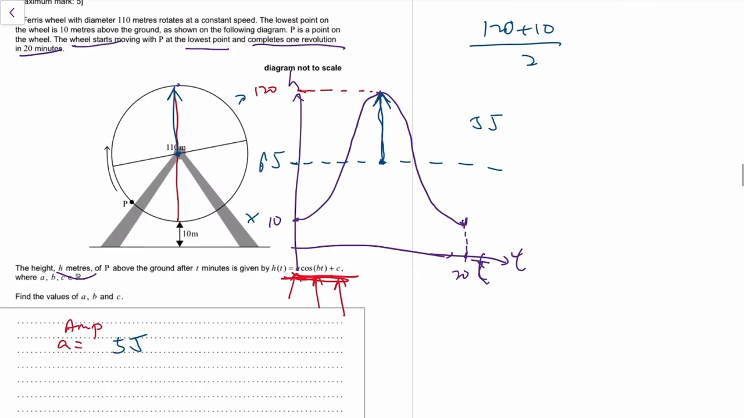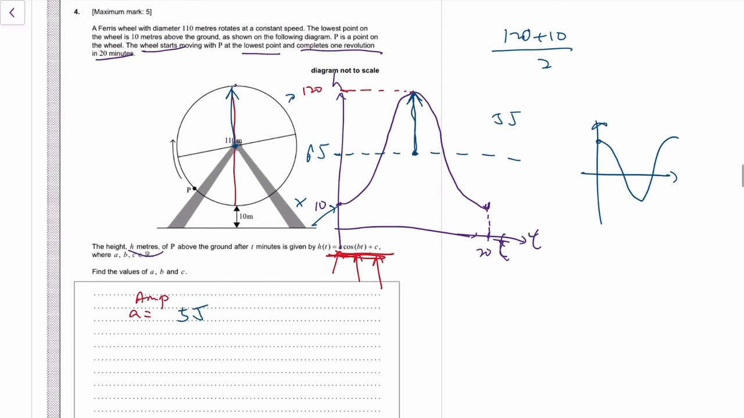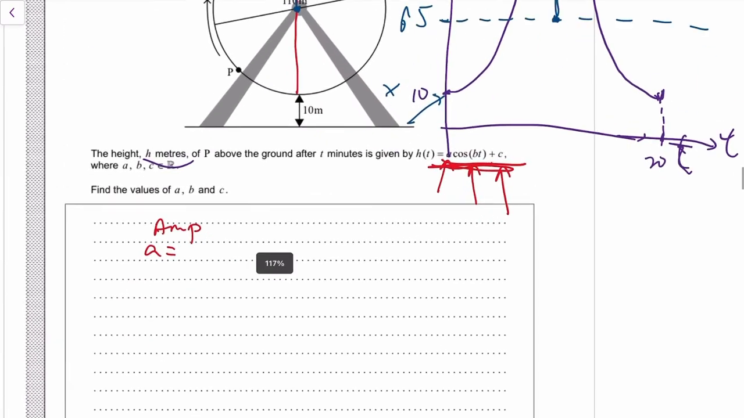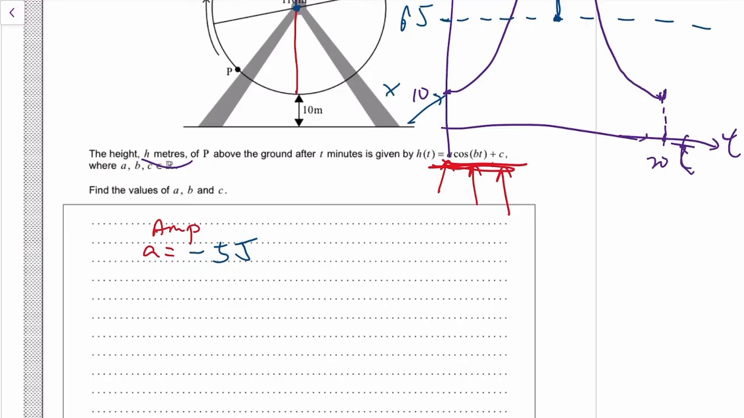Except a normal cosine graph goes from the top to the bottom instead of starting from the bottom. What that means is they have reflected the graph along the x-axis, so A should be negative, because in order to reflect a function over the x-axis, you have to add a negative in front. So that's our A.